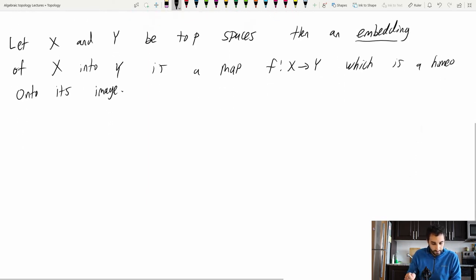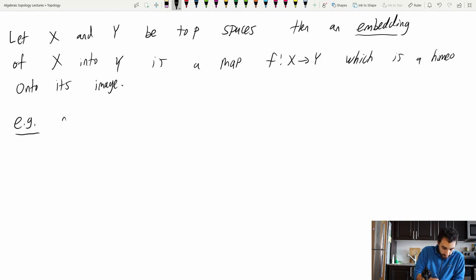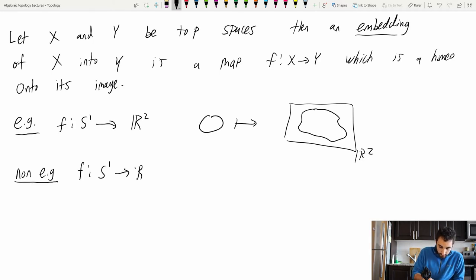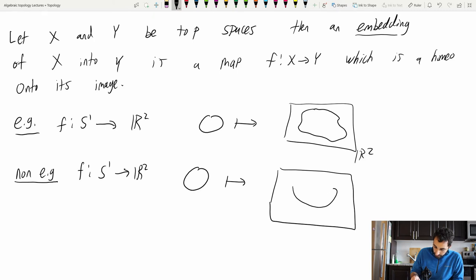So I'll give you an example here. If I have a map S1 to R2, which takes the circle into, okay, so here's R2, and it maps it all around like this. Let me just make sure I meet the ends here. This is an embedding. I think more illustrative is to give you a non-example. If I have a map from S1 to R2, which takes the circle into this figure eight position, this is not an embedding.